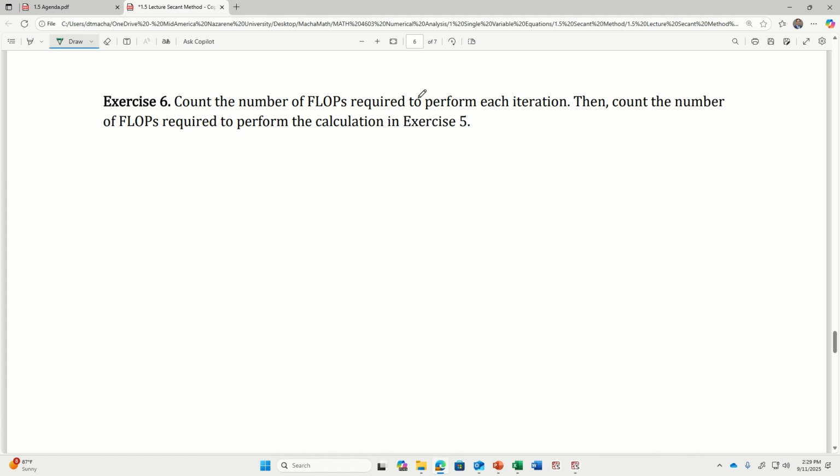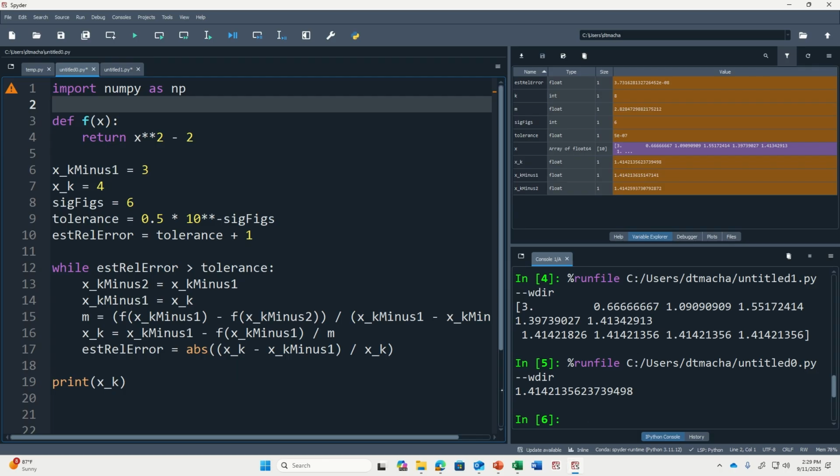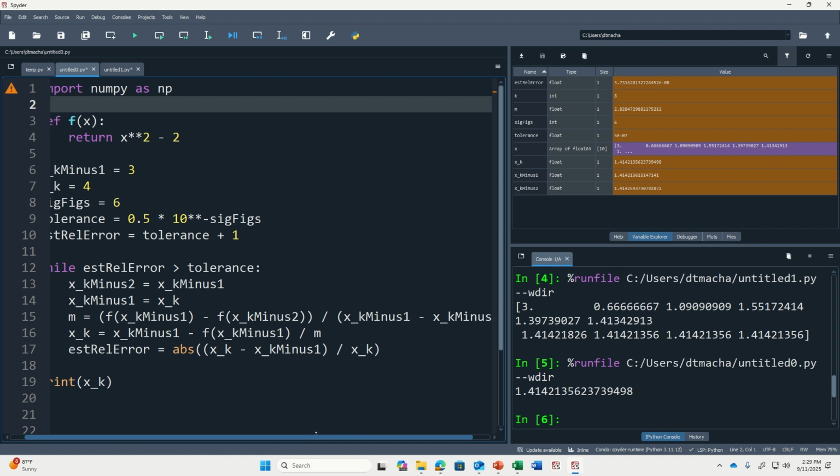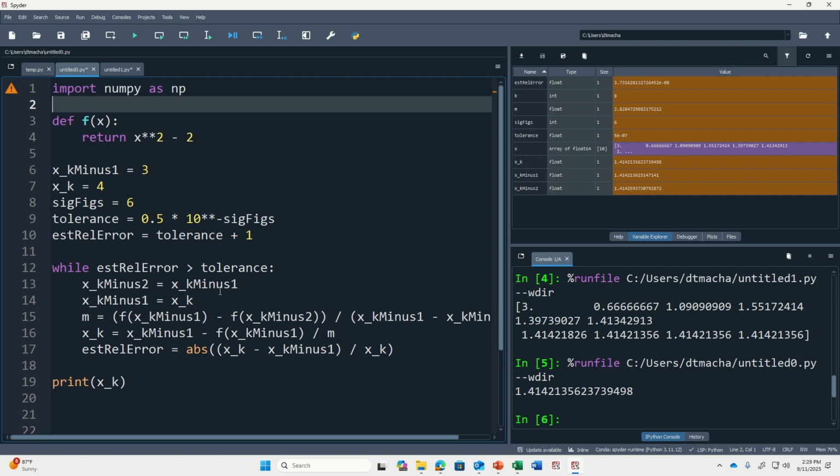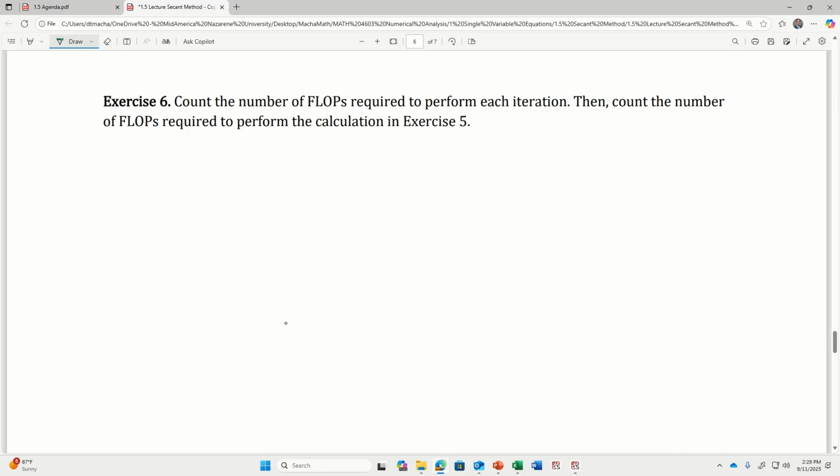Count the number of flops required to perform each iteration, then count the number of flops required to perform the calculation in exercise 5. So each iteration has quite a few flops. Of course, it depends on what function we're doing, but it's got at least 1, 2, 3, 4, 5. So we'll say it's 5 flops, plus 2 more if you want to calculate the relative error, or the estimated relative error.